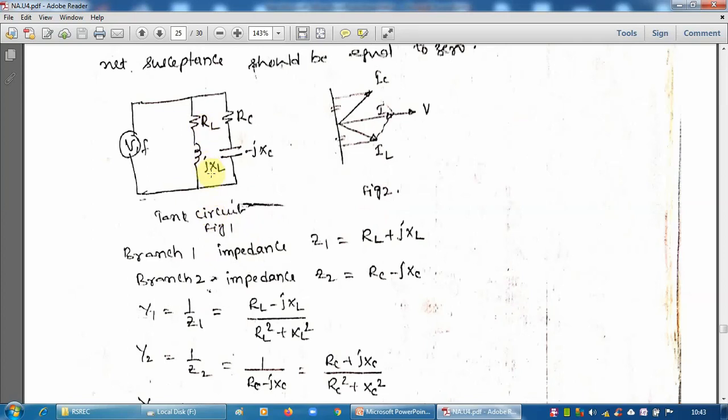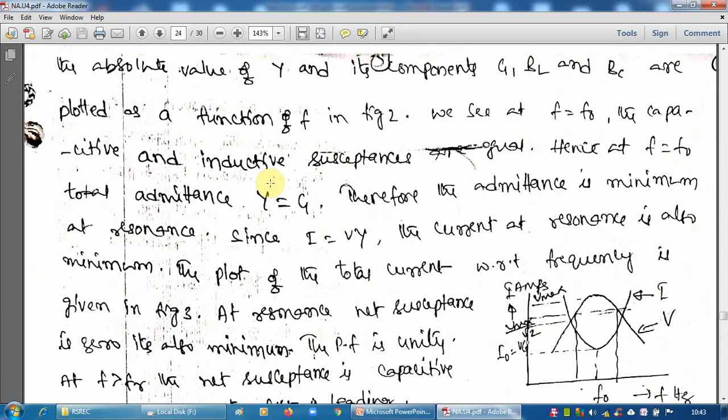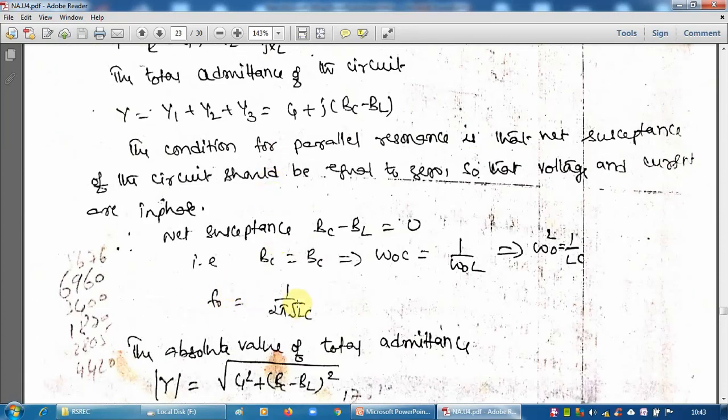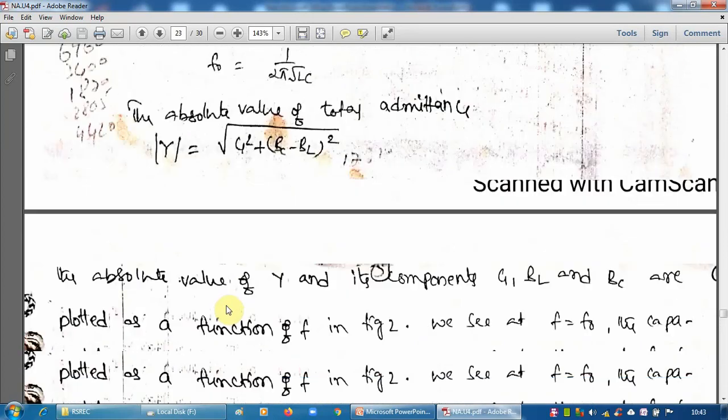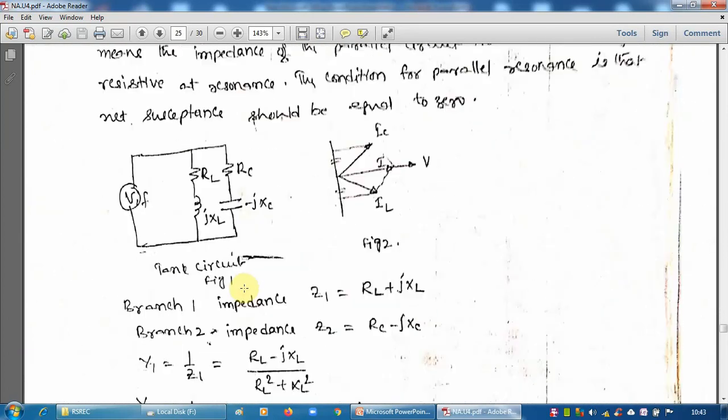Whatever may be the parallel circuit, the condition for resonance is net susceptance equal to 0. Here also, the same thing we used in deriving the resonant frequency formula: we consider the net susceptance of the admittance. That means if the total admittance is written, in that the imaginary part, net susceptance, should be made equal to 0 to get the resonance frequency. For this circuit also, we equate the net susceptance of the circuit equal to 0.